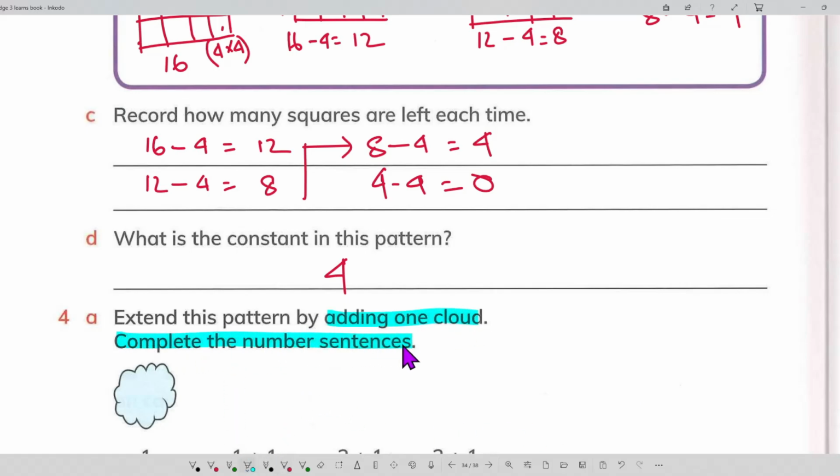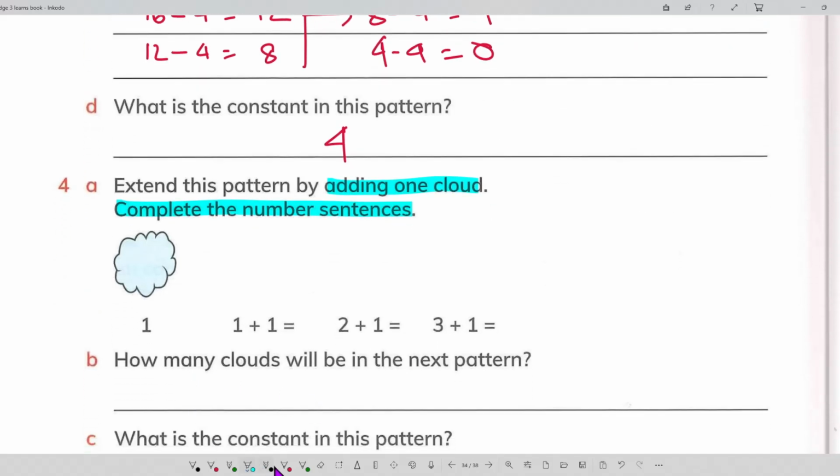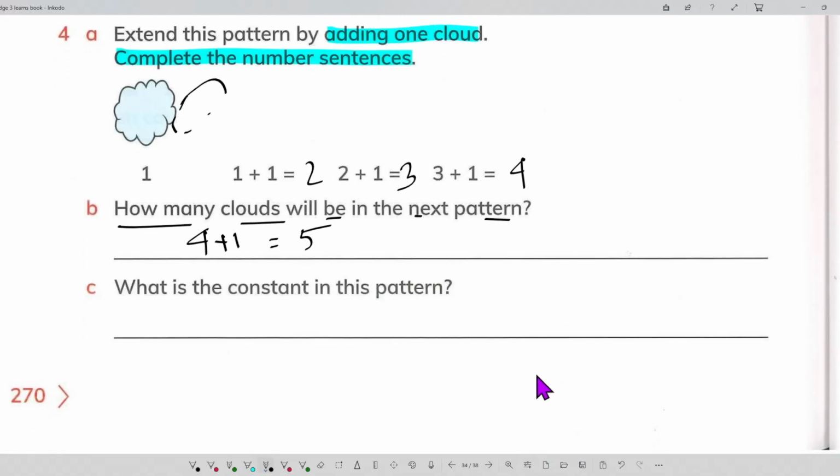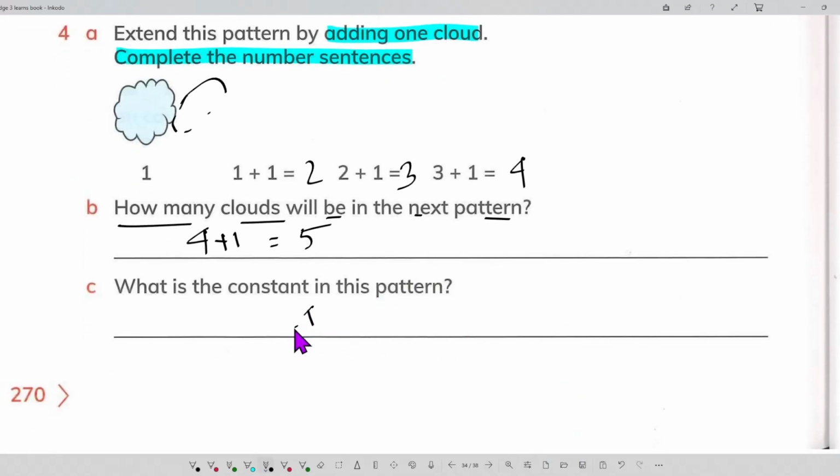Then number 4, extend this pattern by adding one cloud. Complete the number sentence. So it's a cloud, first 1, then another cloud added, so it will be 2, then 2 plus 1 is 3, 3 plus 1 is 4. So how many clouds will be in the next pattern? It will be 4 plus 1, it means 5. So what is the constant in this pattern? It's 1.